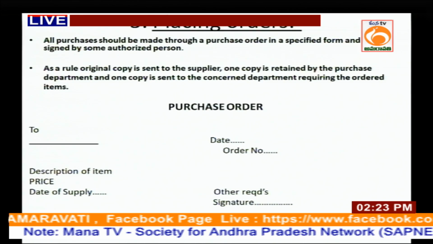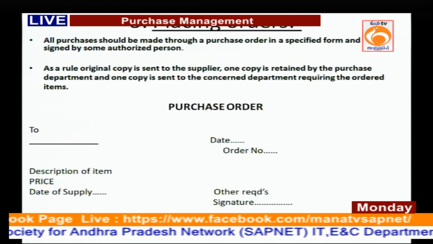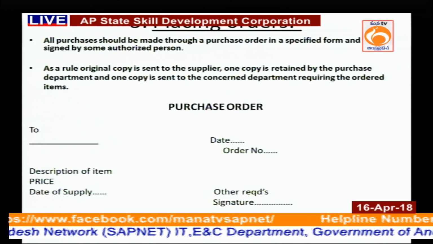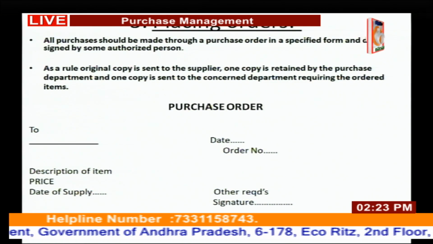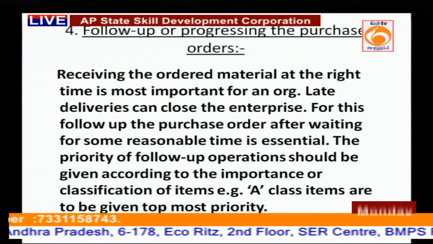What is the total volume required? What is the total invoice value? So, these are the basically important pieces of information which are available in a purchase order. Number 4, follow up.